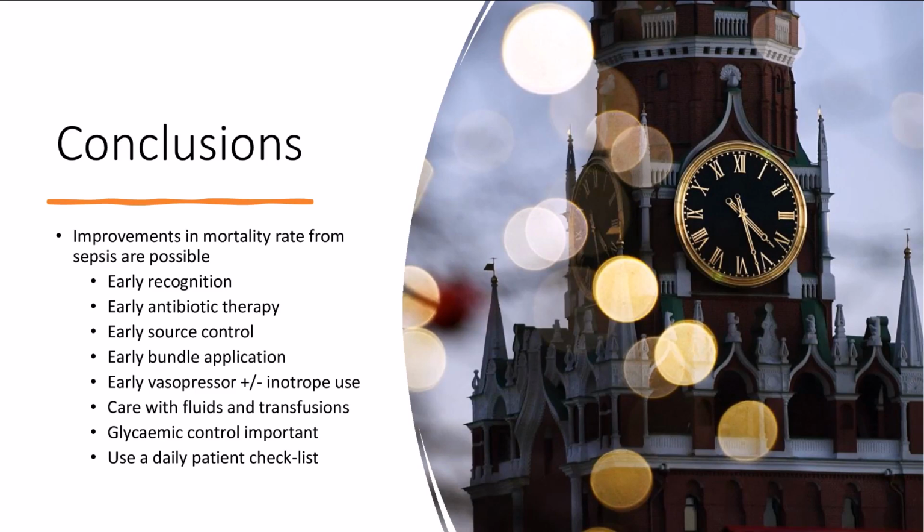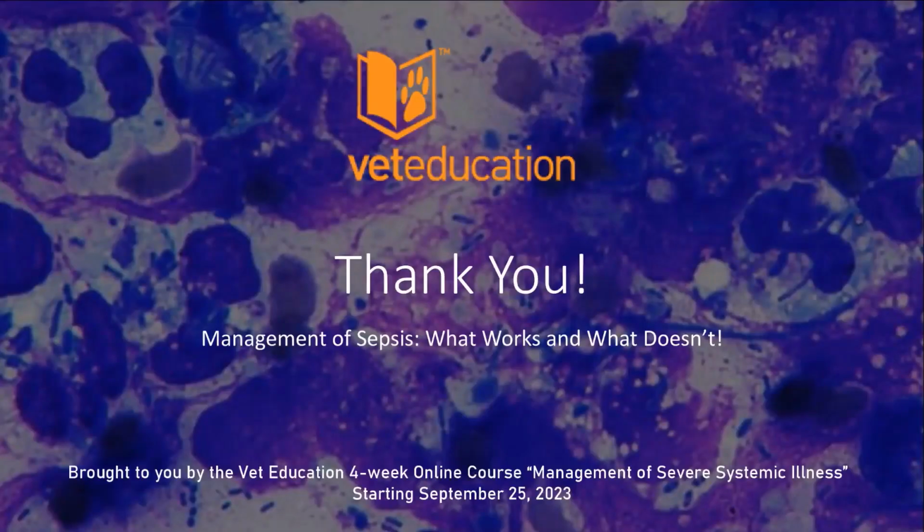If they're hyperglycemic and sustained hyperglycemia, then put them on an insulin CRI. Manage those patients as if they're diabetic, because peripheral insulin resistance is a thing in septic patients, and use a daily patient checklist so that you're not forgetting about anything. I'm going to answer a few questions there.